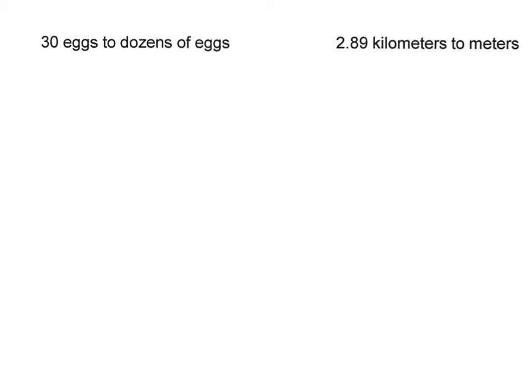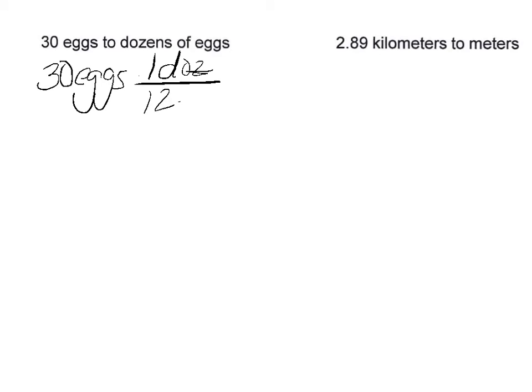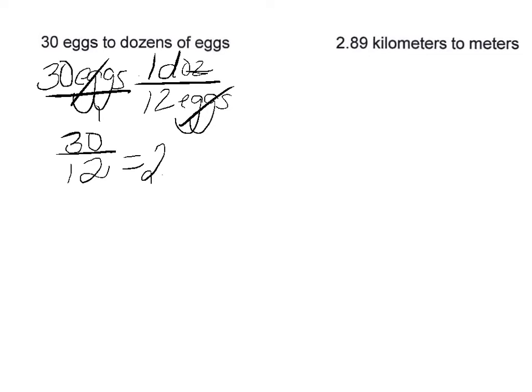So how many eggs are in a dozen? 12, right? So 30 eggs. We know that 1 dozen is 12 eggs. I want my labels to cancel. So I got to have that 12 eggs on the bottom, then my eggs cancel. So again, I'm just dividing 30 divided by 12. Work that out for me. 30 divided by 12. You get 2.5, 2.5 dozen.